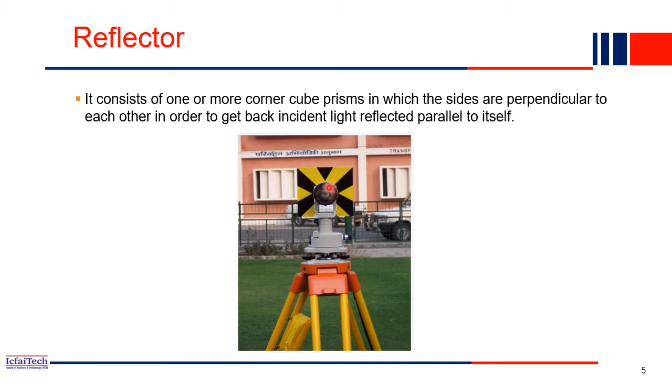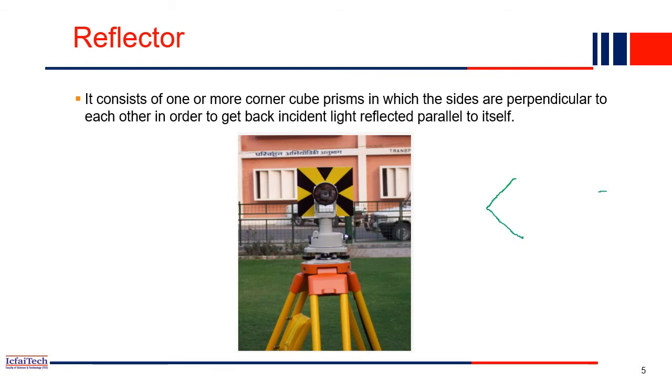Parallel to itself means the reflected light, whatever angle or line it is coming from, the original emitted line and the reflected line should also be parallel to each other, right? Then only we'll get the exact distance. So for example, let me draw it here. Maybe a prism, something like that.